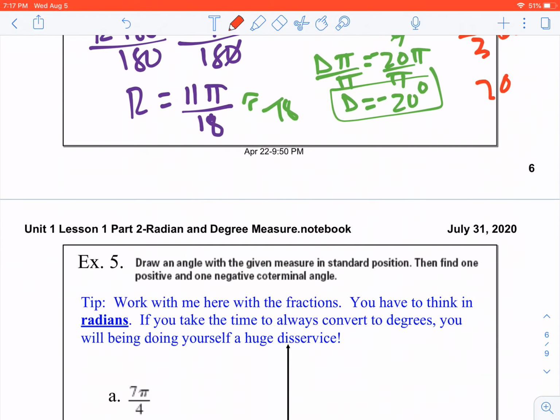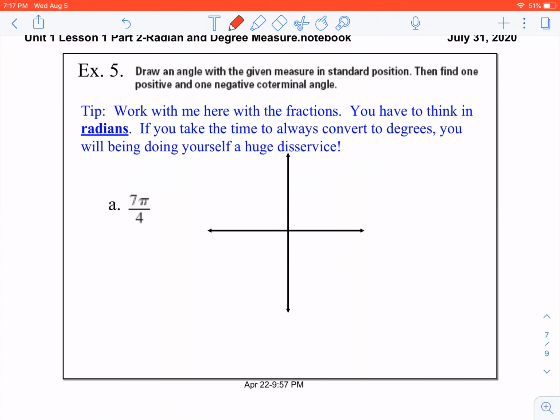Okay, we're going to finish up this section by drawing the angle in standard position and finding one positive and one negative coterminal angle. I cannot stress this enough. This is not wrong, but some kids don't like radians. They do everything in degrees and convert back. That's not efficient. Work with me here on the fractions. We will deal a lot with fractions. We deal primarily only with radian measurements in calculus, so you need to get comfortable. So here we go. I have to graph 7 pi over 4.